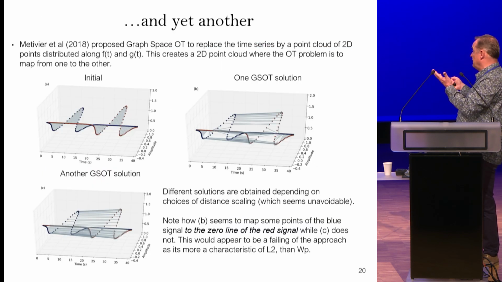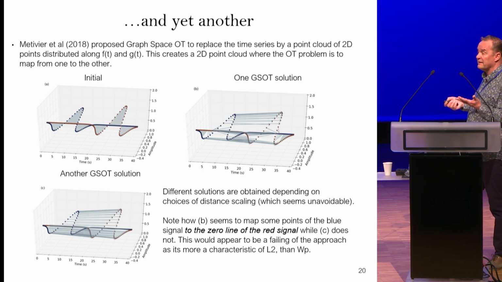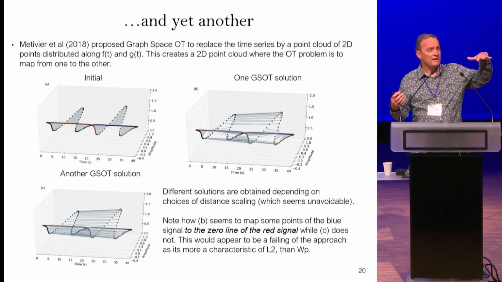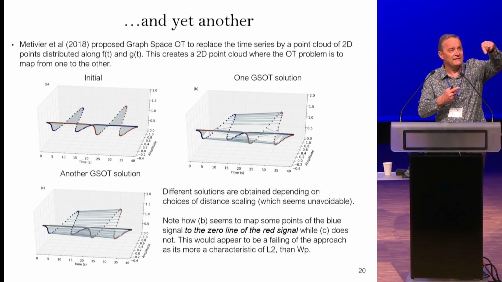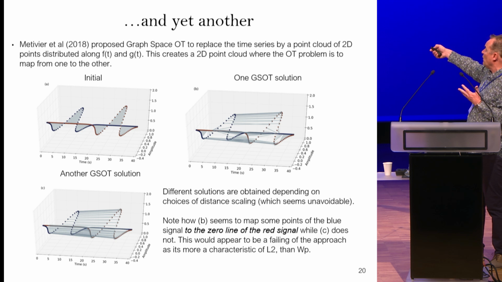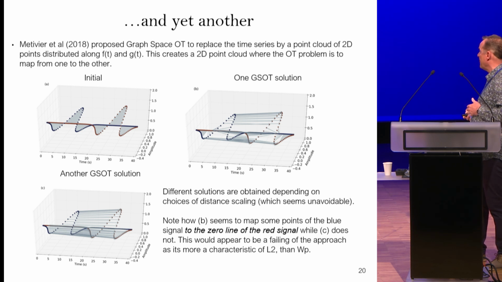And so Metivier and the Grenoble group came up with a very interesting idea, I think, this idea of graph space OT in the 2018 paper, where they project the whole problem into a different dimension. Rather than considering a 1D waveform, they consider it as a two-dimensional object of point masses along a waveform. And that's very interesting, because then you have to make certain assumptions about what your distance measure is, but then you map points that are in blue to the points in red. You've got rid of the negativity problem. You've turned it into a spatial location problem.